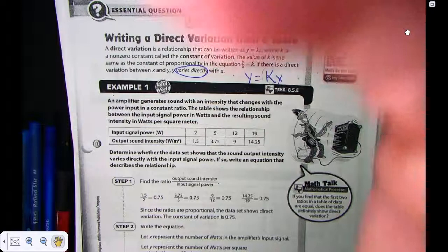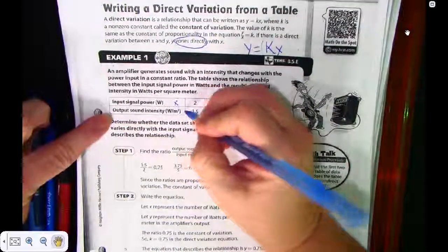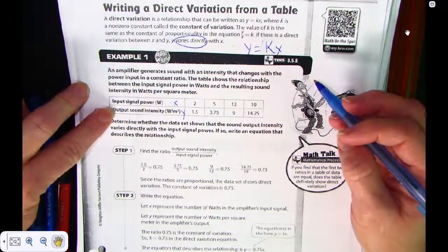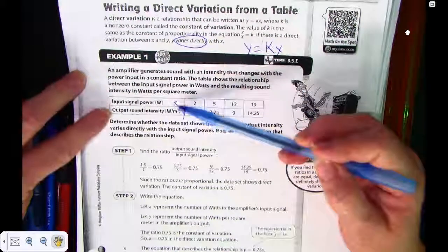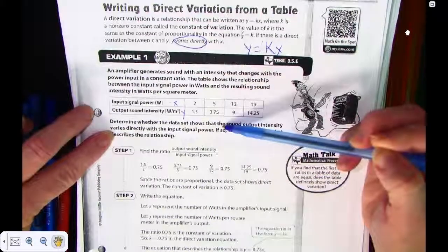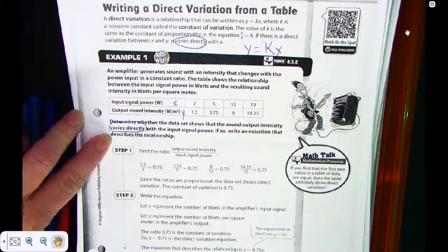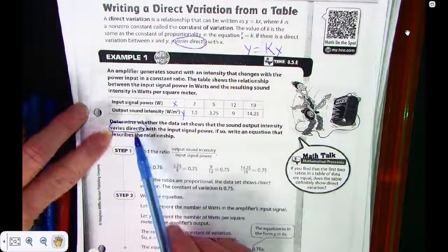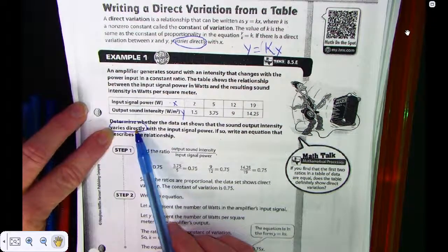Look at the bottom of the page, or the middle of the page. The input signal power and the output is what we're doing. It says the table shows the relationship between the two. Determine whether it varies directly. Circle it. Sometimes they ask you to determine, and sometimes they tell you. If they're asking us to determine whether it varies directly, they're saying, is this proportional?